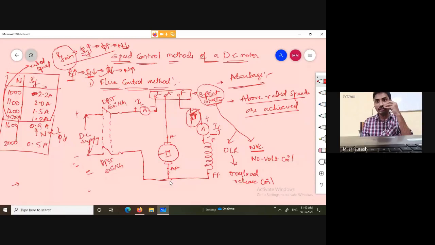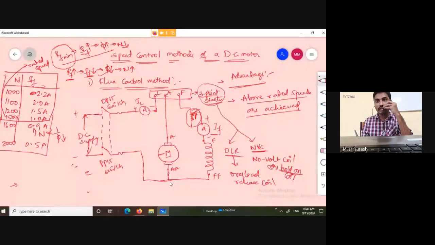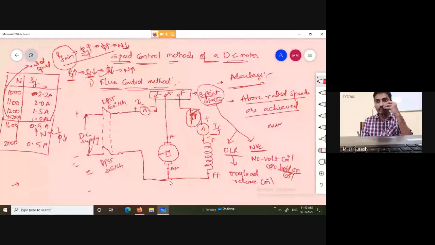In a 3-point starter, you are having two coils: the overload release coil and the no volt coil. The no volt coil is also called the hold on coil. Remember this word, hold on coil. The word indicates that the handle should be held on. Suppose I'm drawing the rough diagram of a 3-point starter. So these are the resistances. Here there is an on position, this is the final stud, these are the studs. Here you are having a handle like this, so you are rotating this handle.